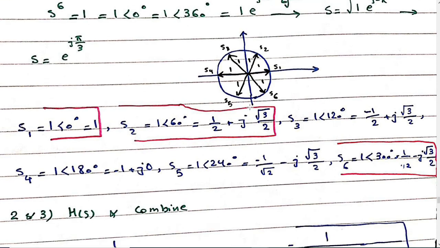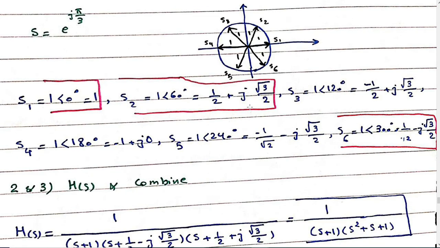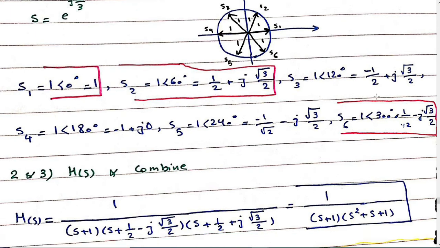So what is the last step? Assign the roots which are in the left half of this circle, these 3, to H of s or Hs. So what is the first one? This one. One is this. So plus 1 over 2 minus j square root of 3 over 2. Another one is this, minus 1.